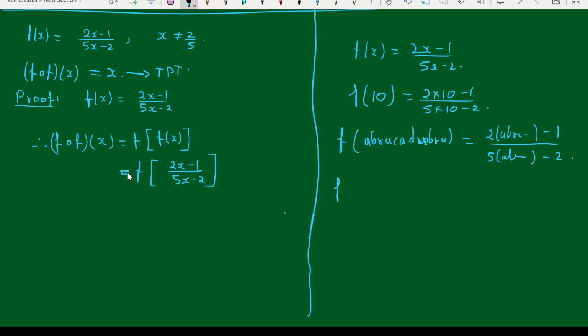If I want to find f of Naman, it's going to be 2 into Naman minus 1, यानी कि एक Naman, divided by 5 into Naman minus 2, यानी कि 3 Naman.